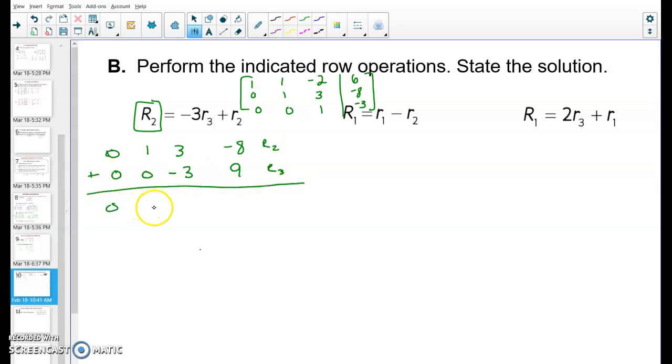So 0, 1, 0, 1. This now will become my new row 2. So in this new matrix, every other row stays the same, 1, 1, -2. Row 2 now becomes 0, 1, 0. And then row 3 stays the same as well.